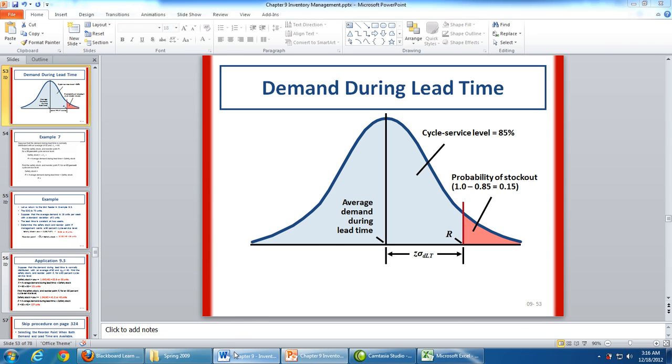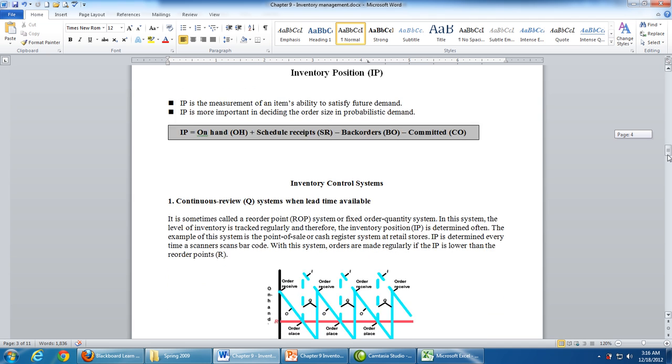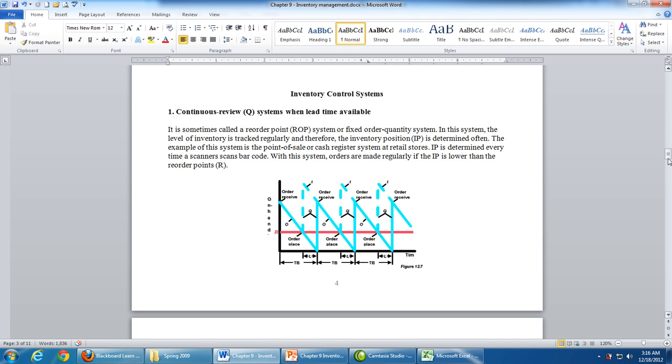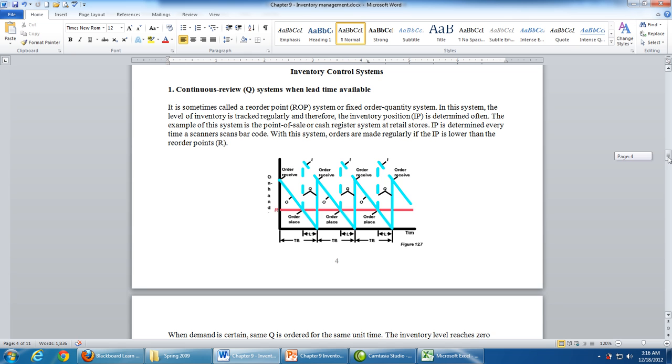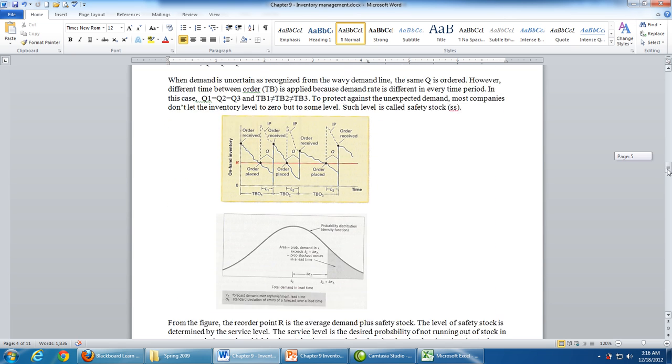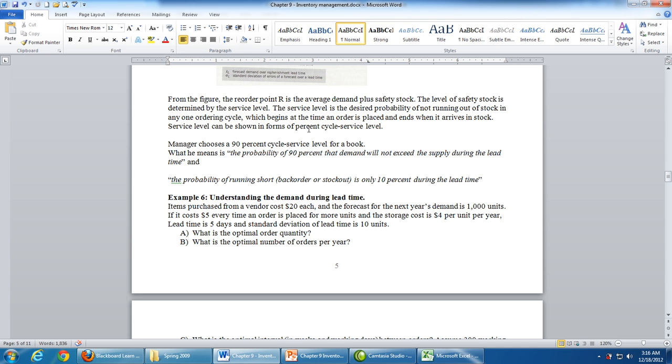Okay, let's look at the handout. The handout is a source of additional knowledge summarized from the book. Students are encouraged to review the handout. It also provides additional explanation about cycle service level. A cycle service level of 90% means there is a probability of 90% that the organization will have demand not exceeding the supply, or about 10% that the organization will have a back order or stock out.